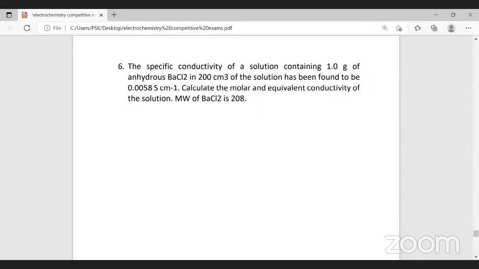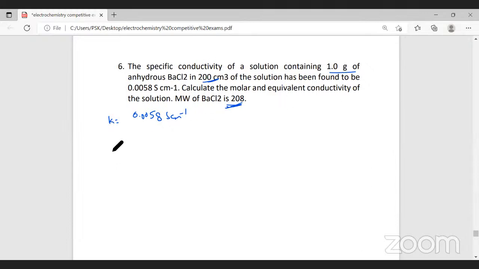Sixth question. The specific conductivity of a solution containing 1 gram of anhydrous barium chloride in 200 centimeter cube of the solution has been found to be 0.0058 Siemens centimeter inverse. They've given you the specific conductance, 0.0058 Siemens centimeter inverse. They're asking you to calculate the molar and equivalent conductivity of the solution. And they've given you the molecular mass of barium chloride as 108. Now, you know the weight of barium chloride, the molecular weight, and the volume.